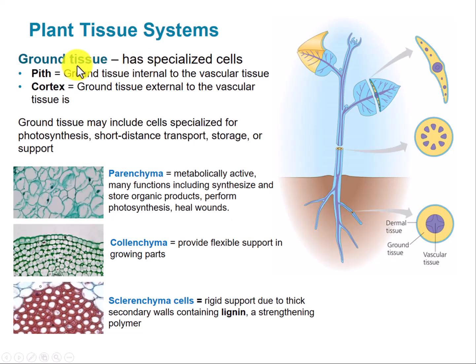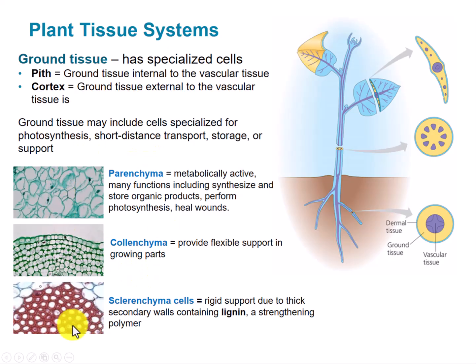And then last is the yellow tissue, our ground tissue, which has specialized cells. These are where our metabolic functions take place. And so the pith is the ground tissue internal to the vascular tissue. So this would be the pith. And then the cortex is that external. And so this would be the cortex, or this would be the cortex. But ground tissue is that specialized tissue for photosynthesis, metabolic functions, short distance transport, storage, or support.